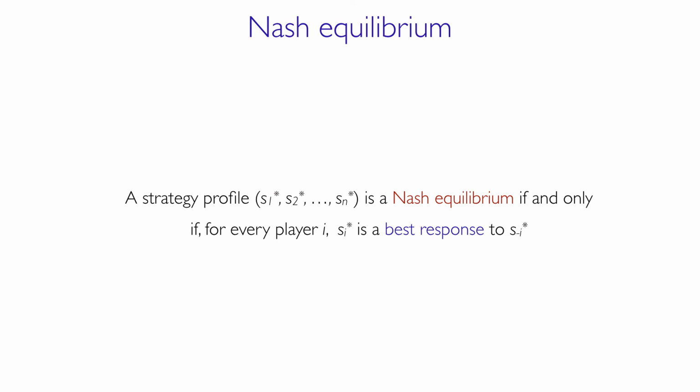We focus on the Nash equilibrium since it is the central solution concept in game theory. A strategy profile is a Nash equilibrium if and only if the strategy of every player is the best response to the strategies of the opponents.